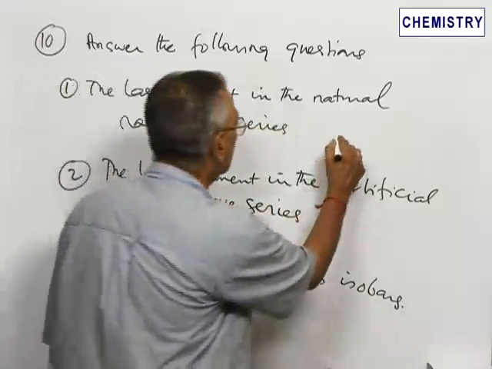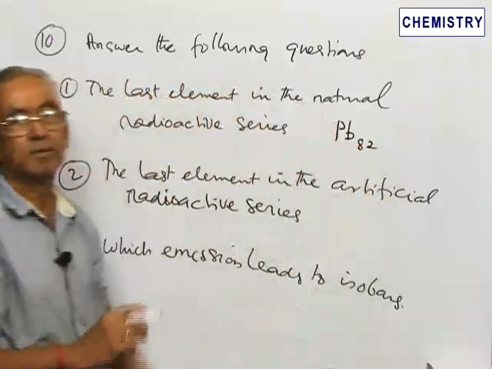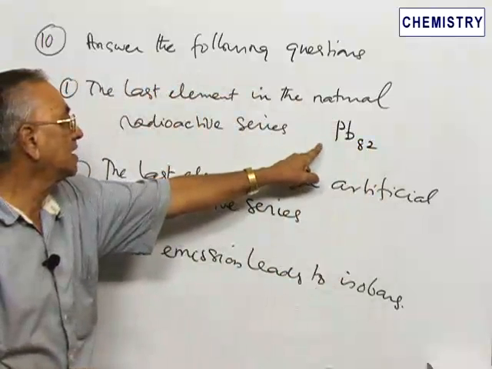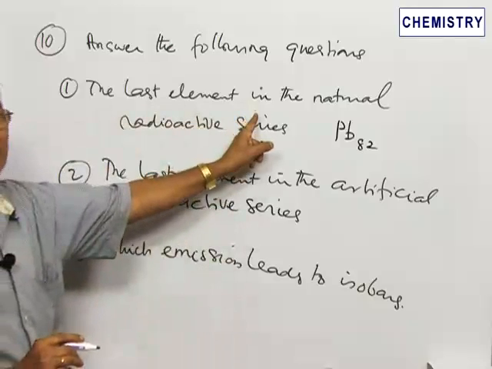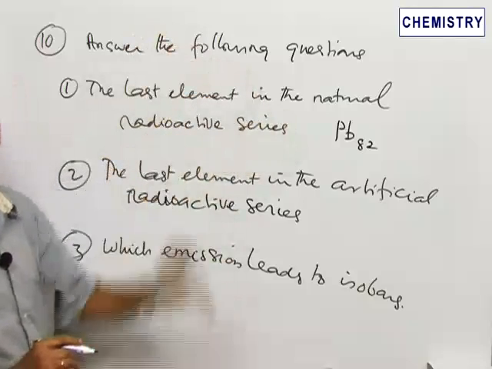The answer to this question is lead. Lead with atomic number 82, a stable lead, is obtained. So this is the answer for this question. Lead is the element obtained as the last element in the decay series of the natural radioactive series.